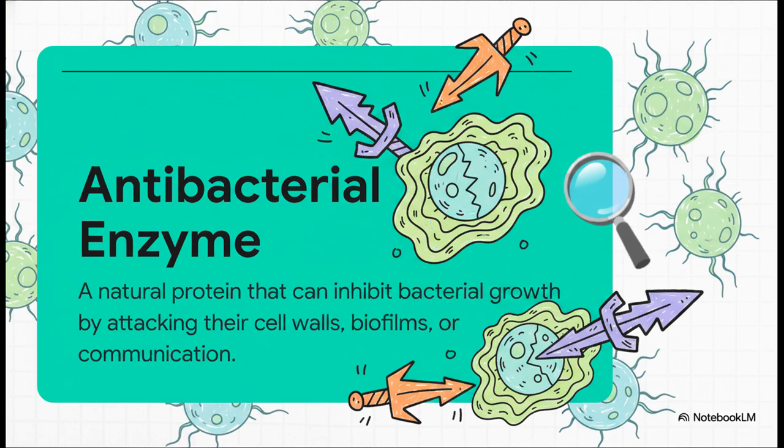So let's look at the definition. An antibacterial enzyme is a natural protein. Think of it like a tiny natural weapon. Its job is to stop bacteria. How does it do this? Well, it attacks the bacteria's defenses, like their outer wall, which is called the cell wall, or it can attack the sticky layer bacteria create to protect themselves, which is called a biofilm.